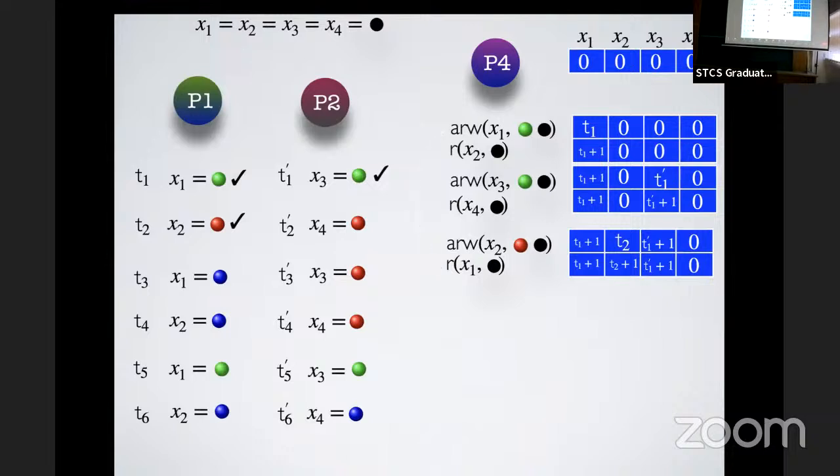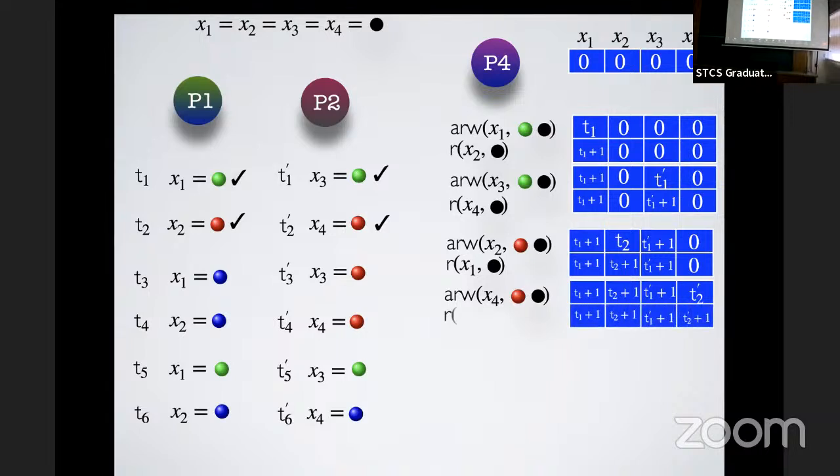And now I'm going to check if x4 has been read, because I'm trying to compare the second writes made by the two parties. I'm going to do the same thing. So there again, I've done no cheating. So when I now say read x3 black, it will again be successful.